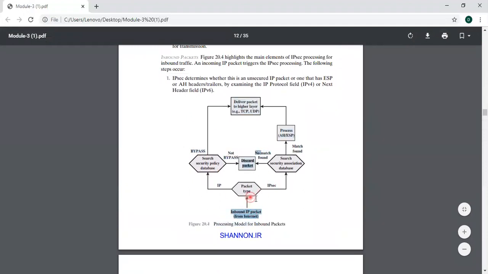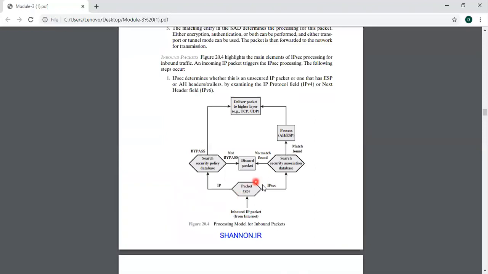So here we are receiving the packet, then we are checking whether the packet is secured or not. If it is secured, it is transmitted to the right side. If it is not secured, it is transmitted to the left side. When it goes to the left side, the security policy database is checked. If it is bypass, it is directly delivered. If it is not authenticated, then that packet is discarded.